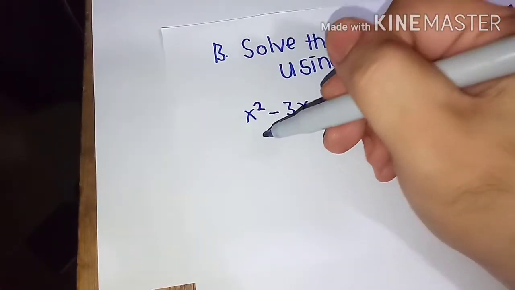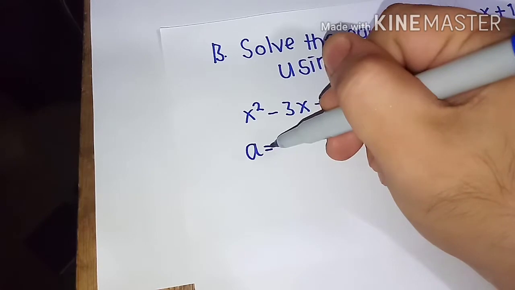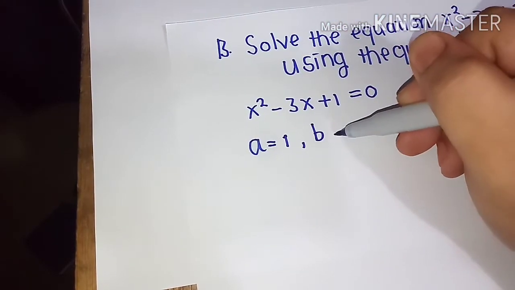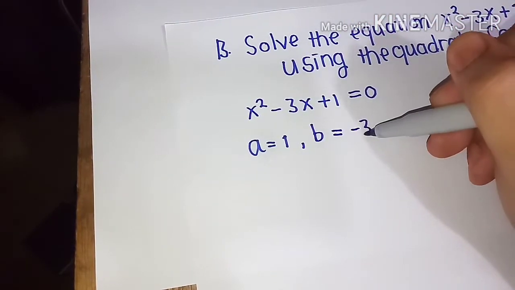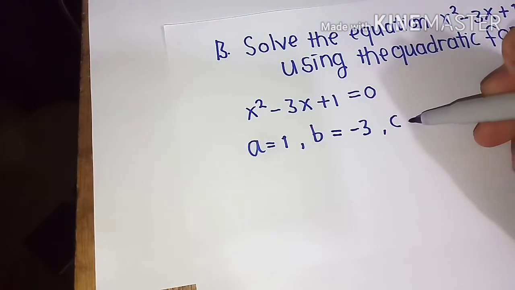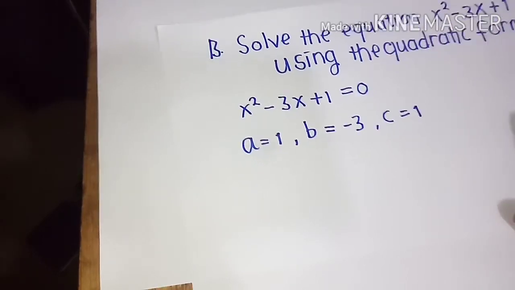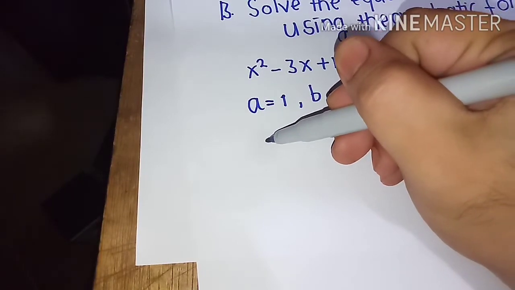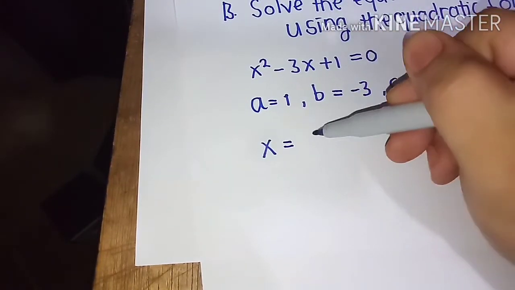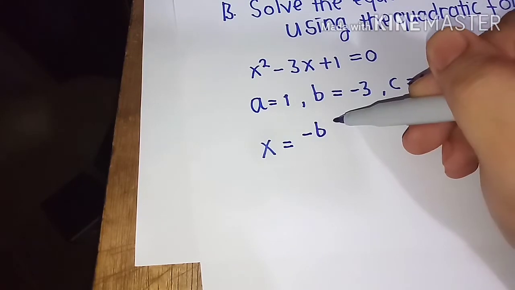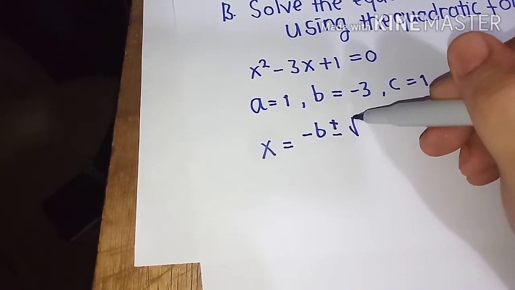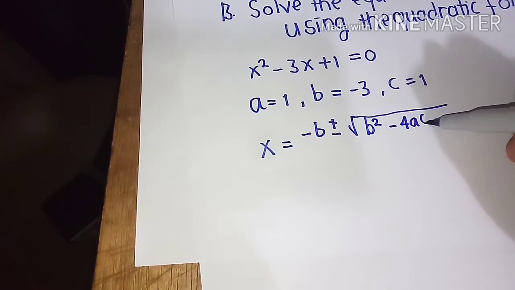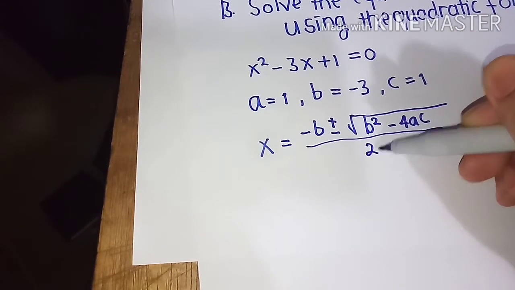The same process again. We get the value of a equals 1, our b equals negative 3, and our c equals positive 1. After getting the values of a, b, and c, again we need to write the quadratic formula. x equals negative b, positive negative, the square root of b squared minus 4ac, divided by 2a.